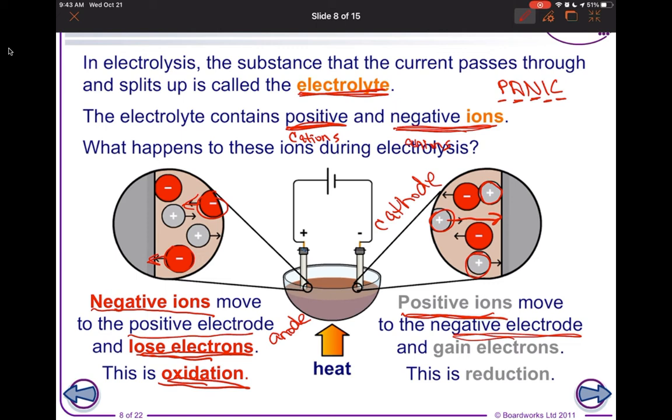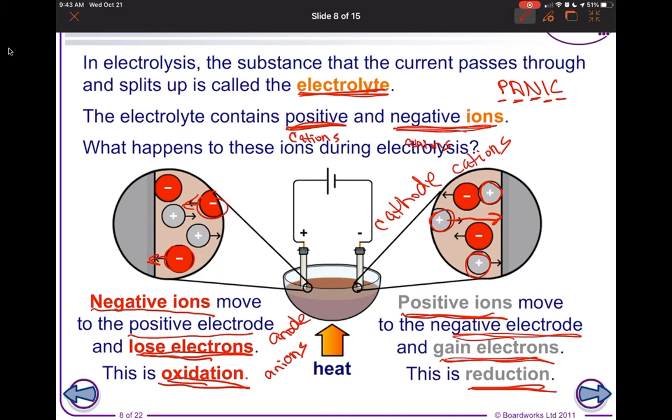See how that works? My anions go to my anode. My cations go to my cathode. So now at my cathode, those positive ions are going to gain electrons, and that's the process of reduction. So now you have two definitions of reduction. Reduction is either the loss of oxygen or the gaining of electrons.